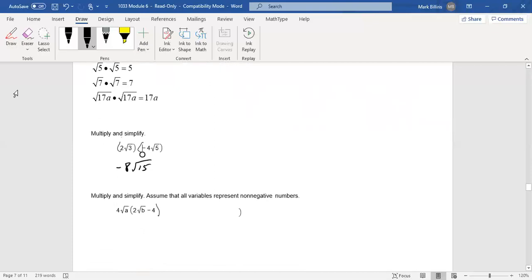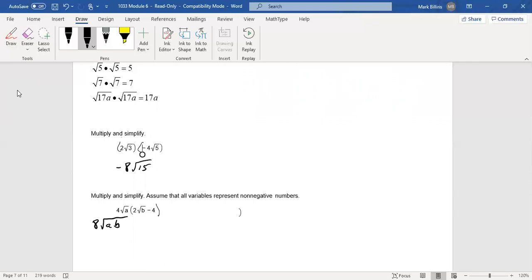Let's look at our next example. We have 4 square roots of a times the quantity. When I say the quantity, that means what I say next is inside parentheses. 2 square roots of b minus 4. So we use the distributive property. So I multiply 4 square roots of a times both of the terms inside the parentheses. So here I multiply 4 times 2, which gives me 8. And the square root of a times the square root of b is simply the square root of ab.